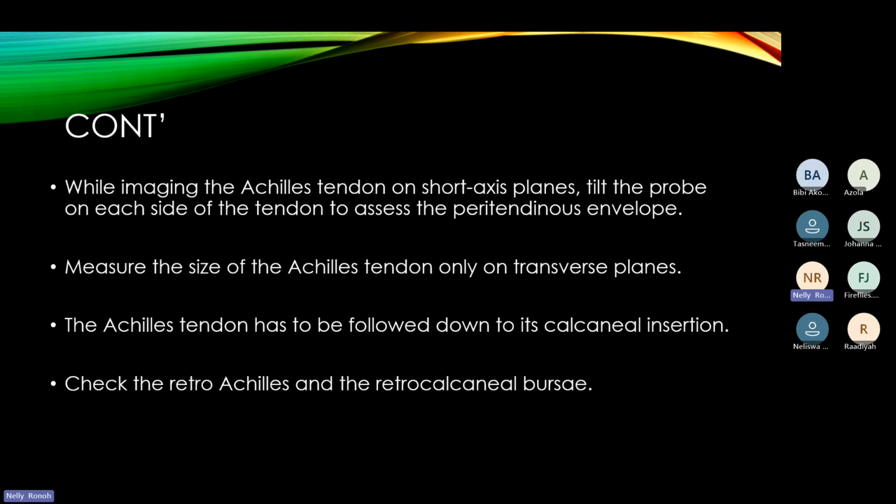The longitudinal plane is where the pointer of the transducer would be pointing towards the head of the patient. The transverse is where you turn your probe at 90 degrees and it would be pointing towards the patient's right, or towards you if you're right-handed. So while you're scanning the transverse plane, you need to rock from side to side. As you scan down, you also need to be scanning on the sides to assess the peritendinous envelope, and that's what we talked about.